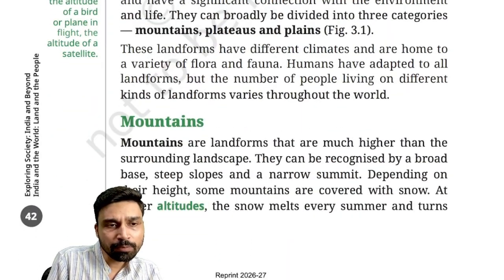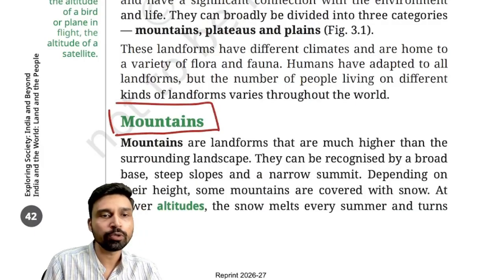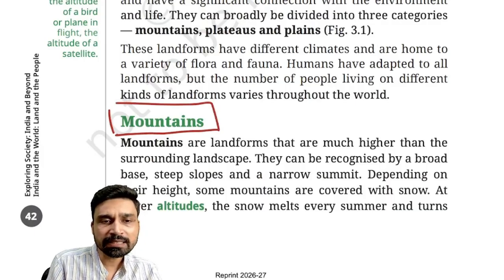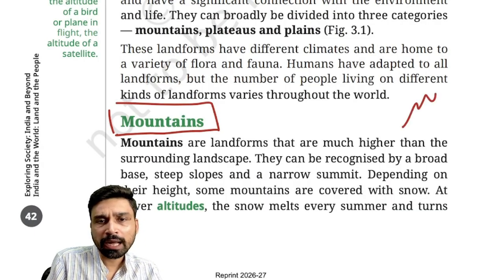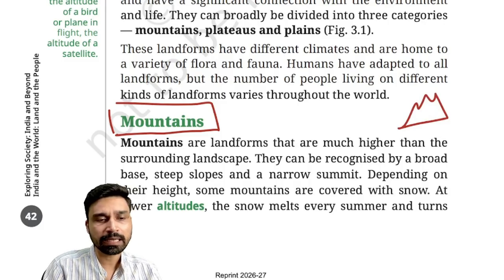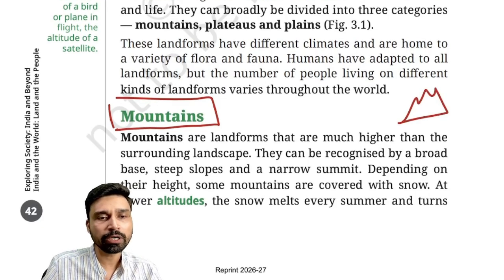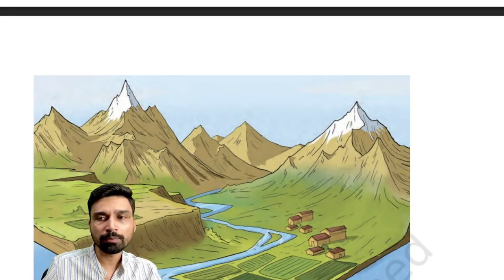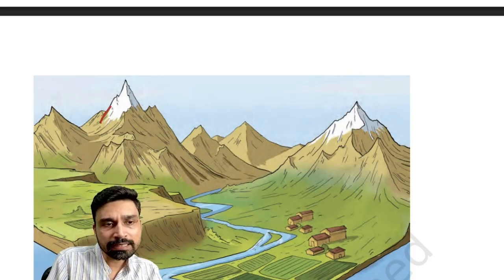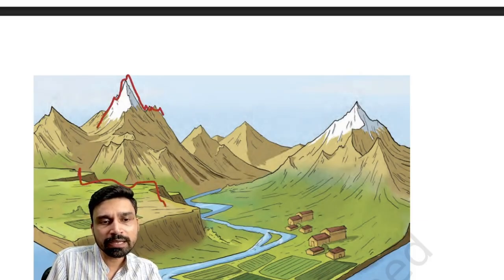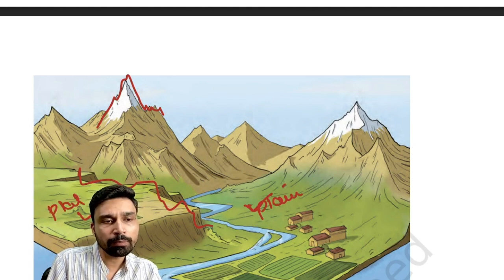The first type of landform mentioned in the chapter is mountains. Mountains are explained as landforms which are much higher than the surrounding landscape, and the picture will make it more clear to you. The photograph of the mountain given here clearly establishes this fact that mountainous landscape is much higher than the nearby surrounding landscape. Interestingly, you can find all three landscapes in this picture. This, for example, refers to your plain areas. This refers to your plateau areas, and this is your mountain.